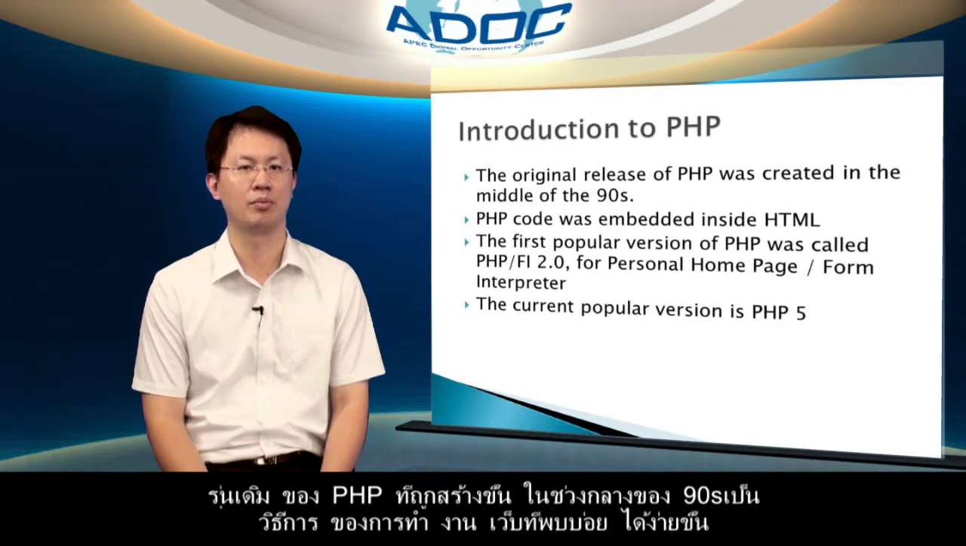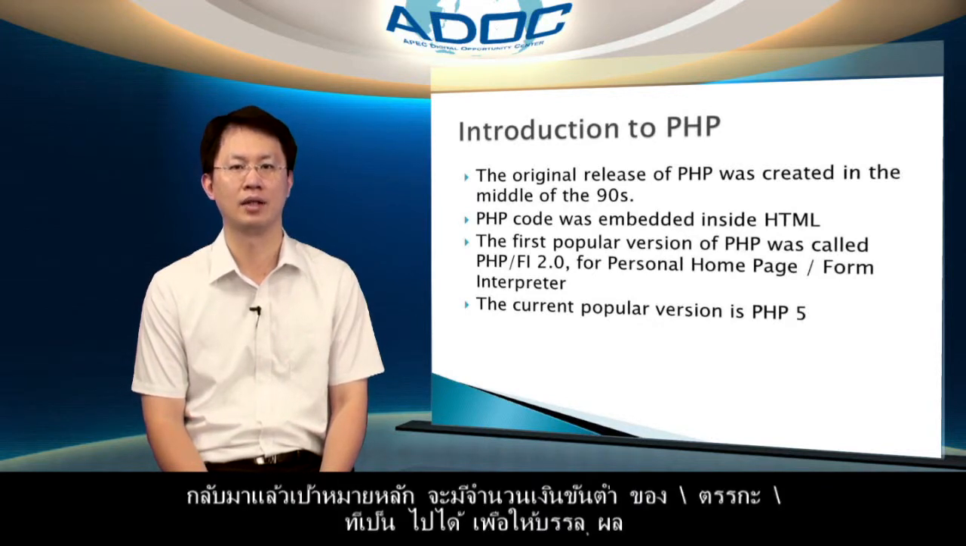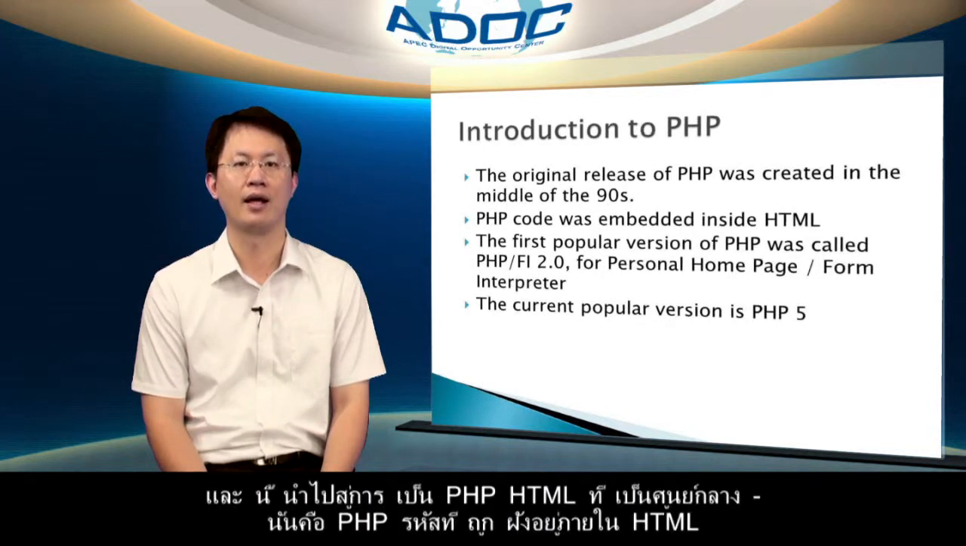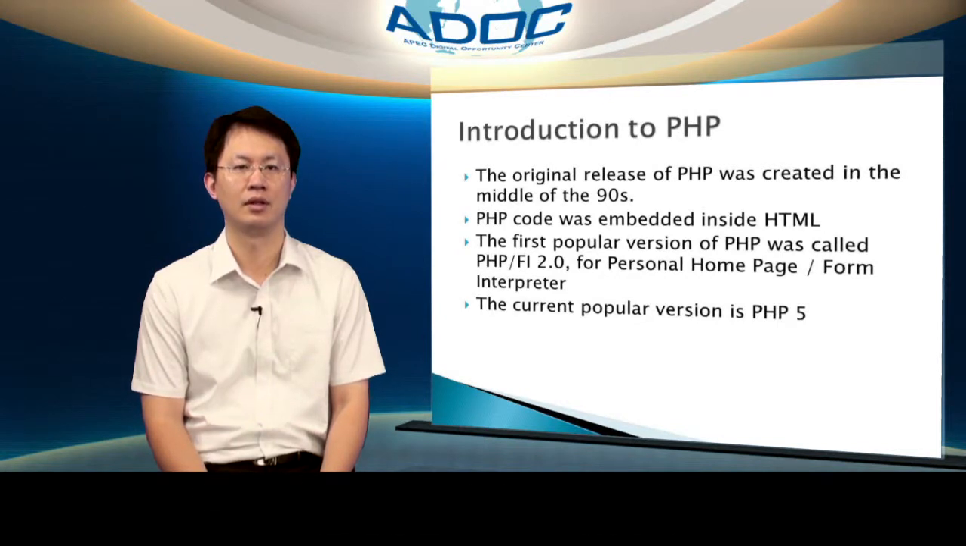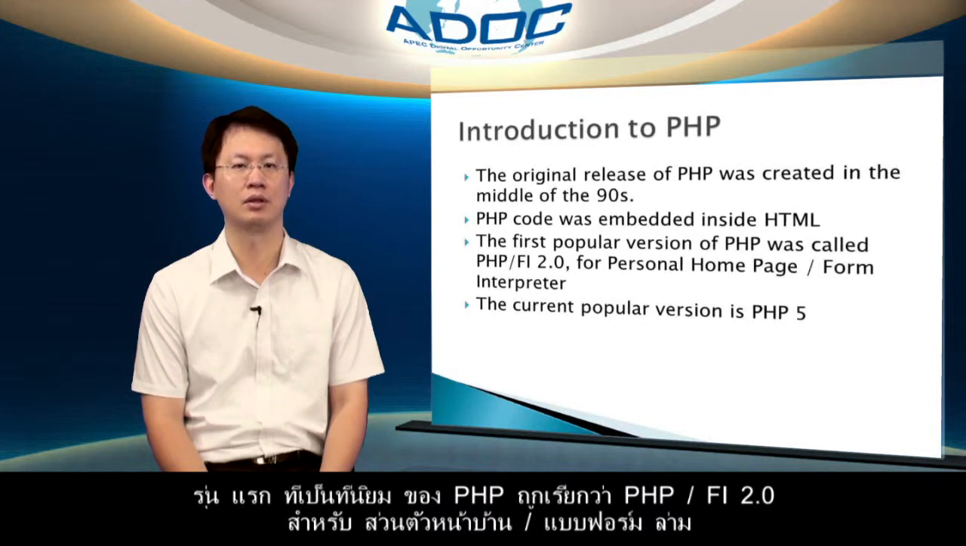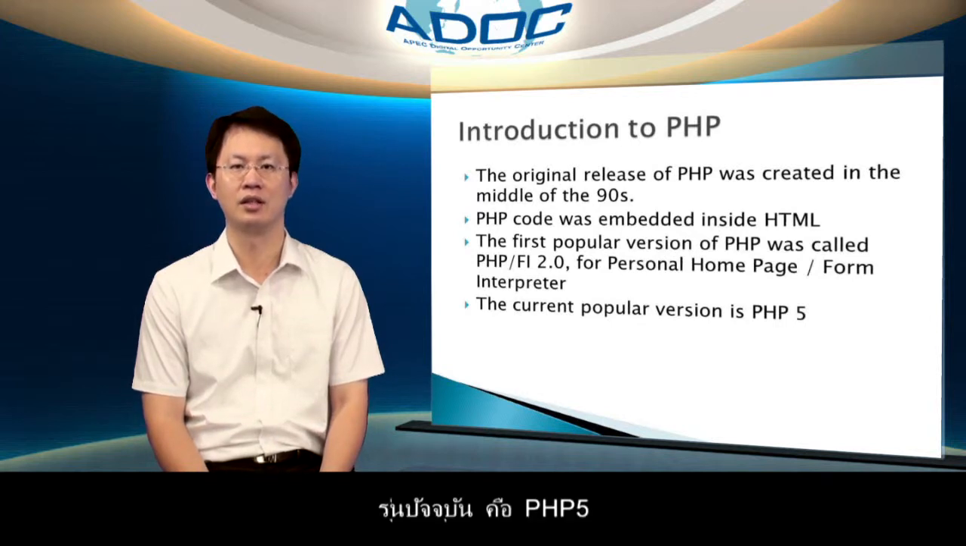The original release of PHP was created in the middle of the 90s as a way of making common web tasks easier. Back then, the main goal was to have as little logic as possible in order to achieve results, and this led to PHP being HTML-centric. That is, PHP code was embedded inside HTML. The first popular version of PHP was called PHP FI 2.0, for Personal Home Page Forms Interpreter. The current version is PHP 5.